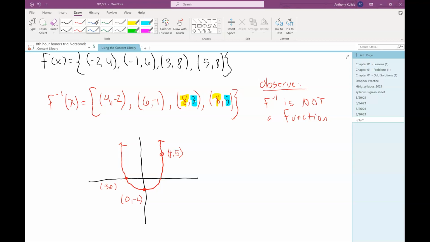What I'm going to do now is transpose those x, y coordinates. So for example, -3, 0 is going to turn into 0, -3. 0, -2 is going to turn into -2, 0. And then 4, 5 is going to turn into 5, 4.